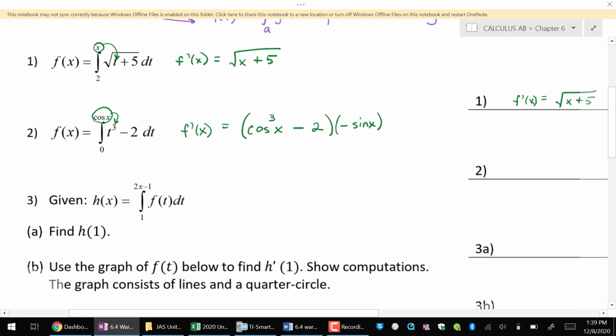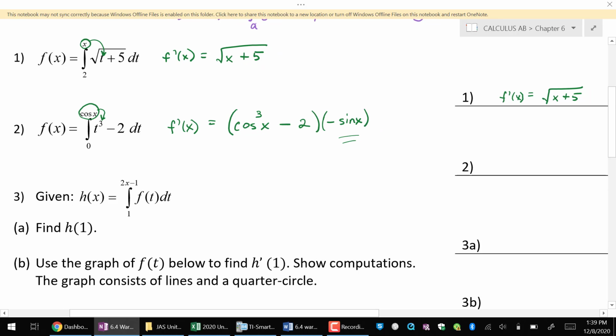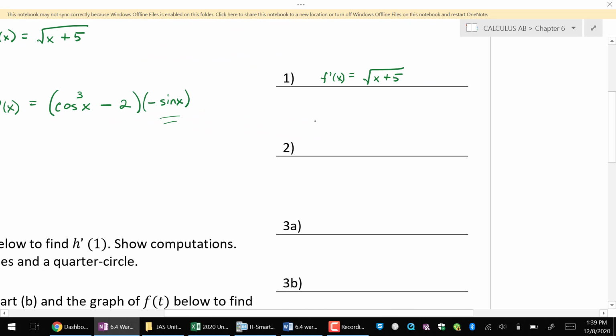So once again, that's all there is to it. If the upper bound is a function, don't forget that chain rule piece to apply it to the derivative value. There's no plus C. We're not writing antiderivatives, we're actually writing normal derivatives. So f prime is negative sine of x times cosine of x cubed minus 2.